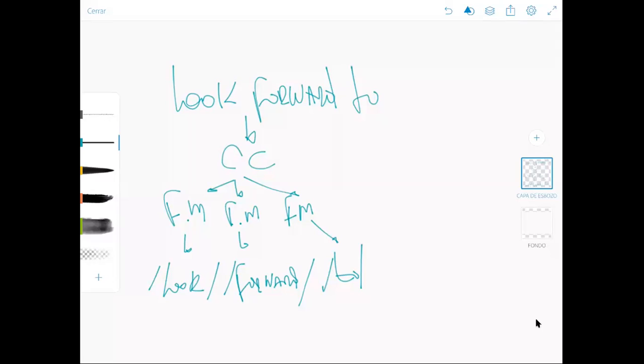Okay, with this, let me remind you that compound means two or more free morphemes. You can have as many as you want, but it will remain as a compound word. Okay, any problem so far?